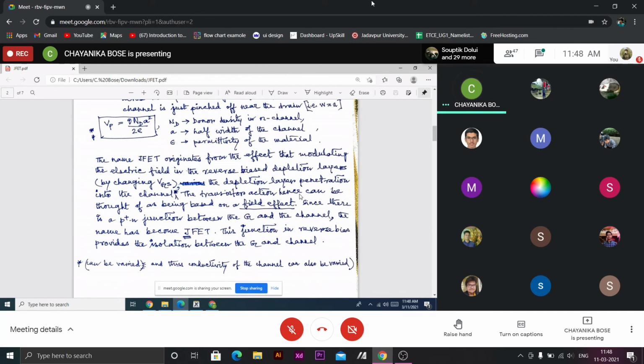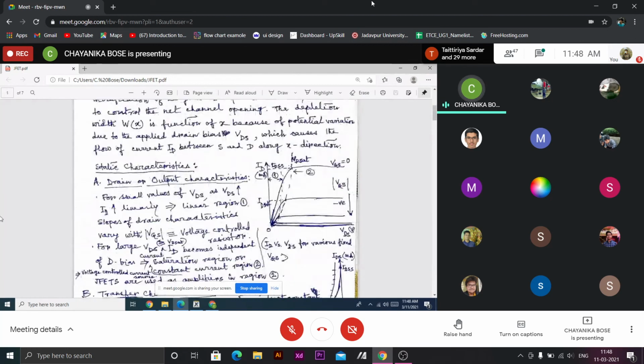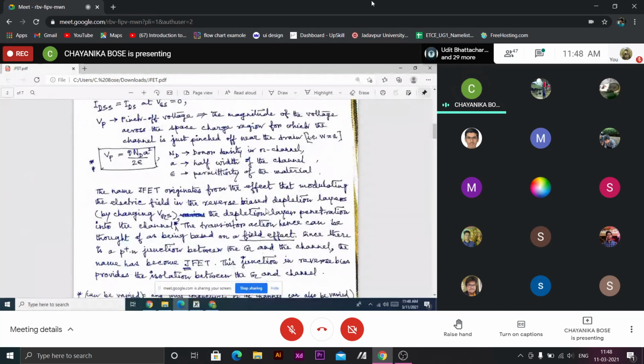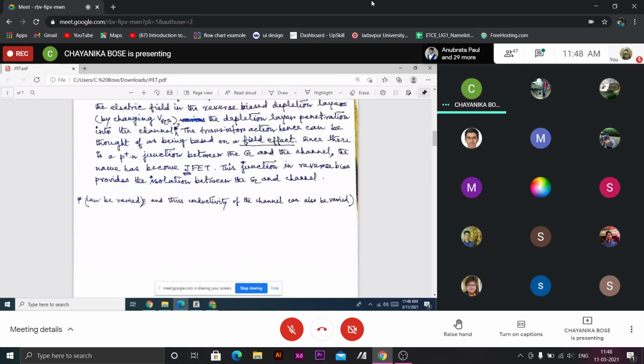Obviously, we will apply some voltage across the drain and measure the current as a function of this. But here, the voltage applied at the gate means the field from gate to channel. This transverse field controls the conductivity of the channel through which the current will flow. So it is based on a field effect, hence the name field effect transistor. And since there is a P plus N junction between the gate and the channel, the name has become junction FET. This junction in reverse bias provides the isolation between the gate and channel. That is important.